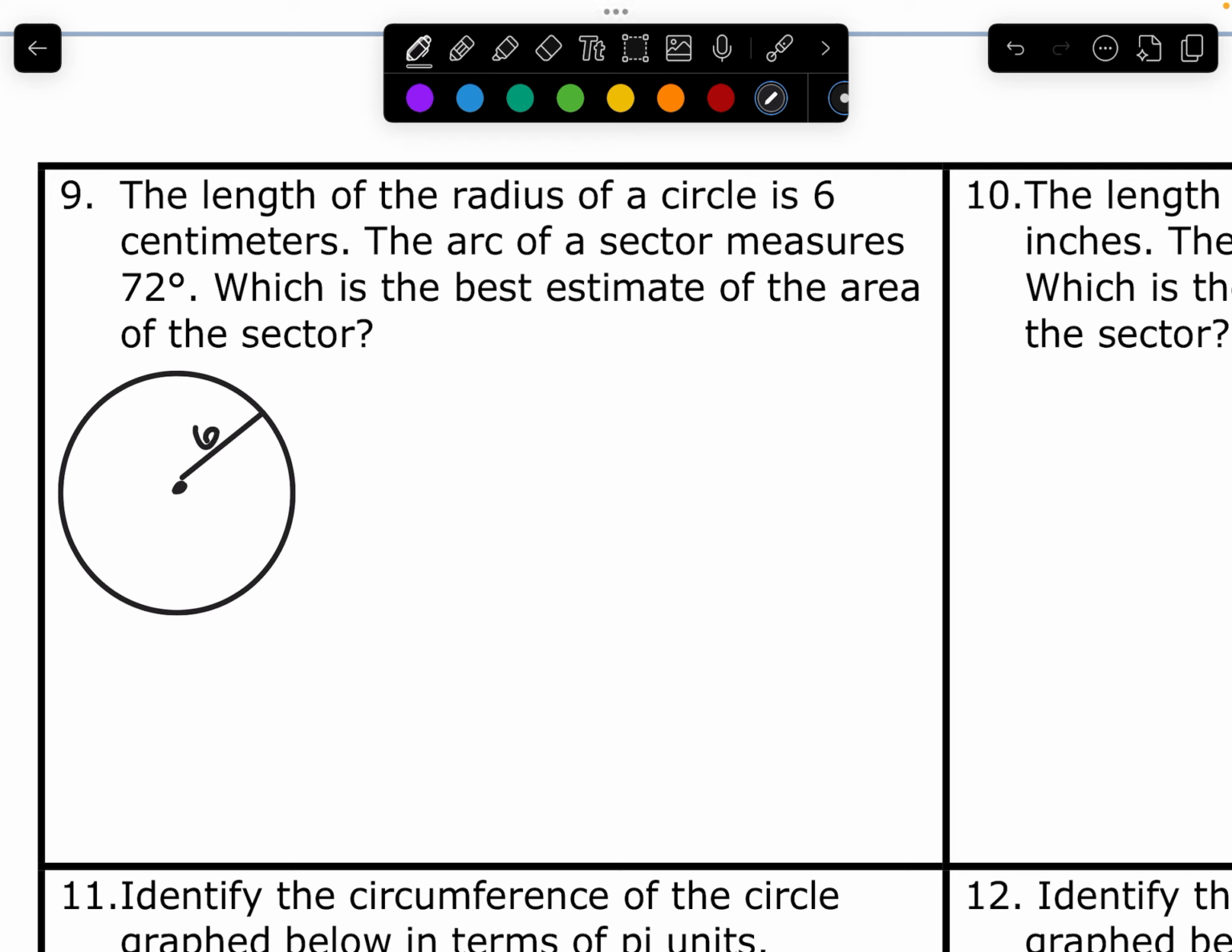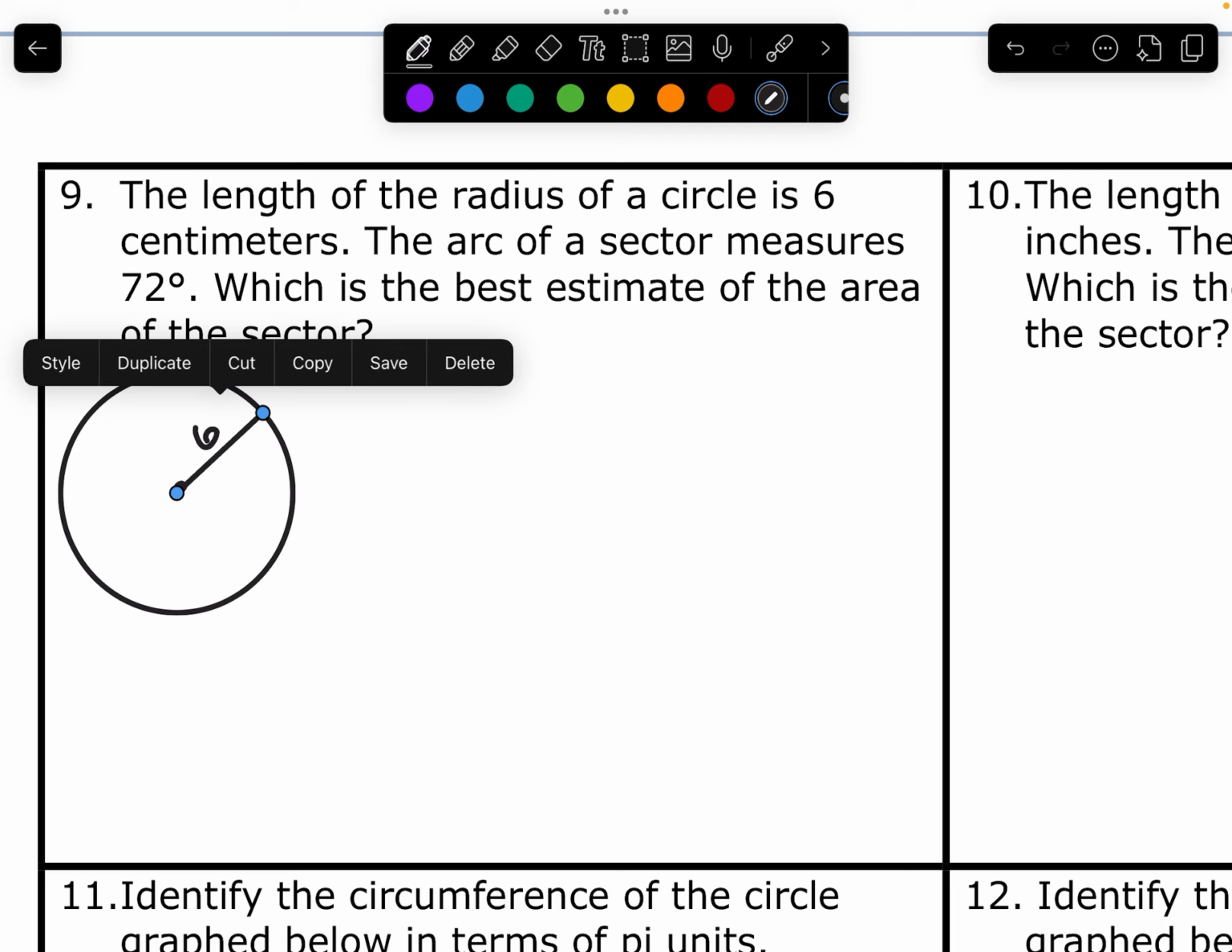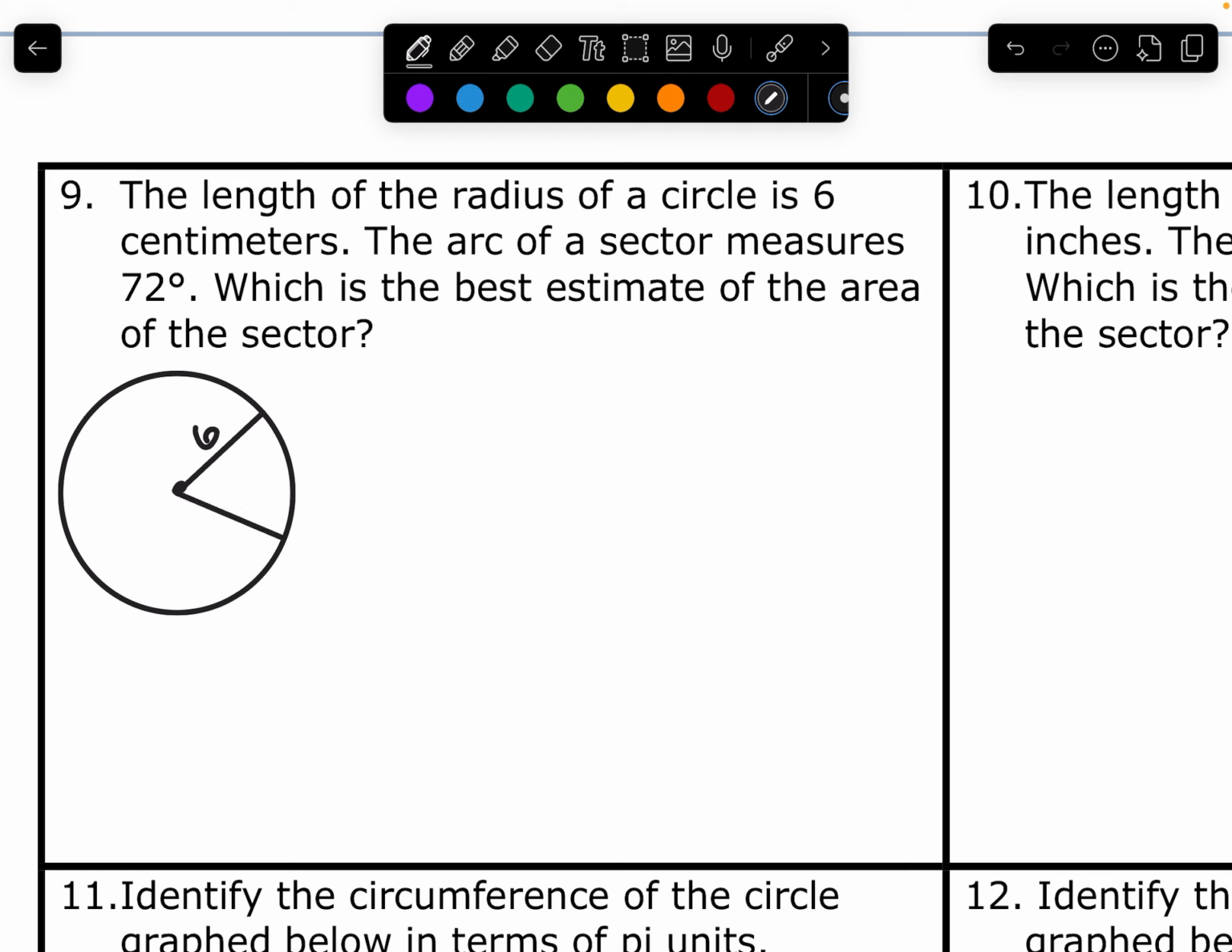And then the arc of a sector measures 72 degrees. I'm going to go ahead and make that 72 degrees. And that's the arc of a sector, which would be the same as the central angle anyway. So either way, it's 72 degrees. What's the area of the sector? Okay, so we need the area of this sector.